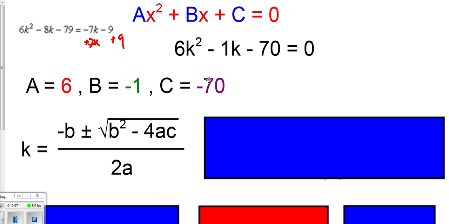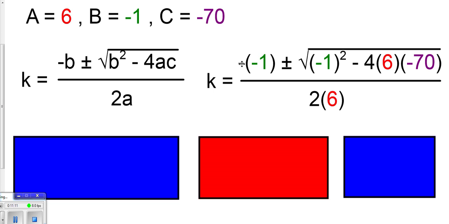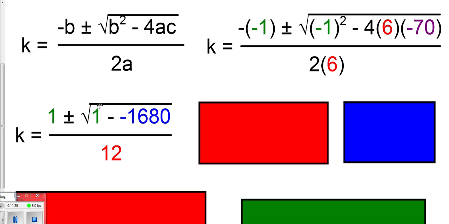From there, we can then say a is going to be 6, found right here. B is going to be negative 1, found right here. C is negative 70, found right here. Using these values, we again just plug it into the quadratic formula. K is negative 1 plus or minus the square root of negative 1 squared minus 4 times 6 times negative 70. All of this is being divided by 2 times 6. Simplifying that down, negative 1 is just 1. Negative 1 squared is 1. 4 times 6 times 70 is negative 1,680. And 2 times 6 makes 12.